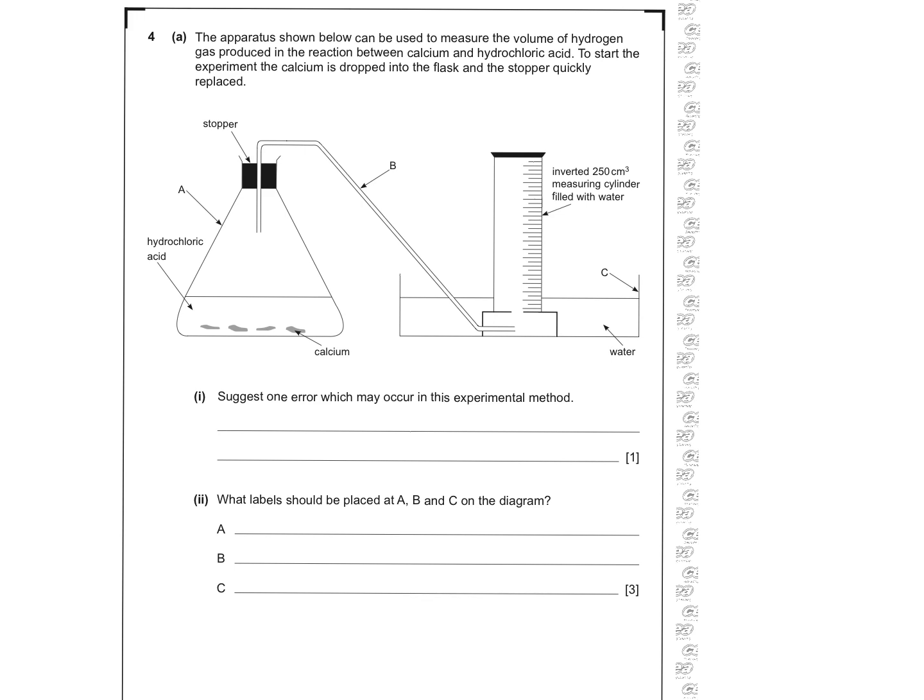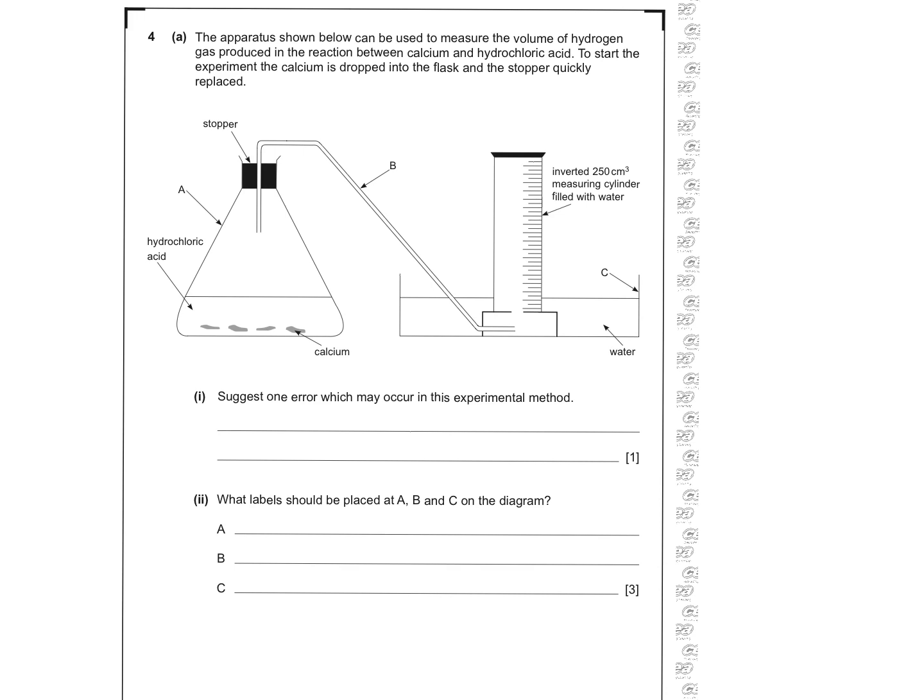Now, let's read what it says up at the top. To start the experiment, calcium is dropped into the flask and the stopper quickly replaced. So the acid is in here to start with. And then if you imagine, the calcium is tipped in here and then the stopper is replaced. So some gas could have escaped before the stopper is replaced. And so that's a source of error.